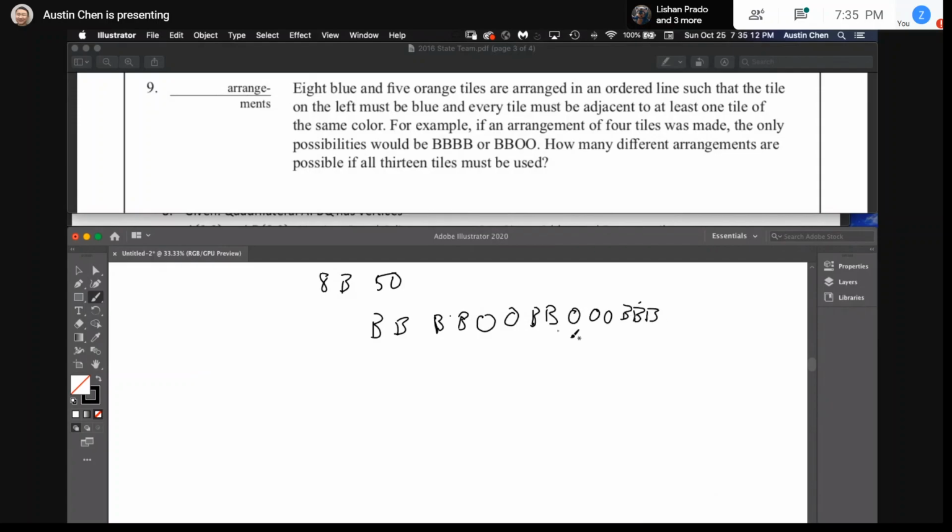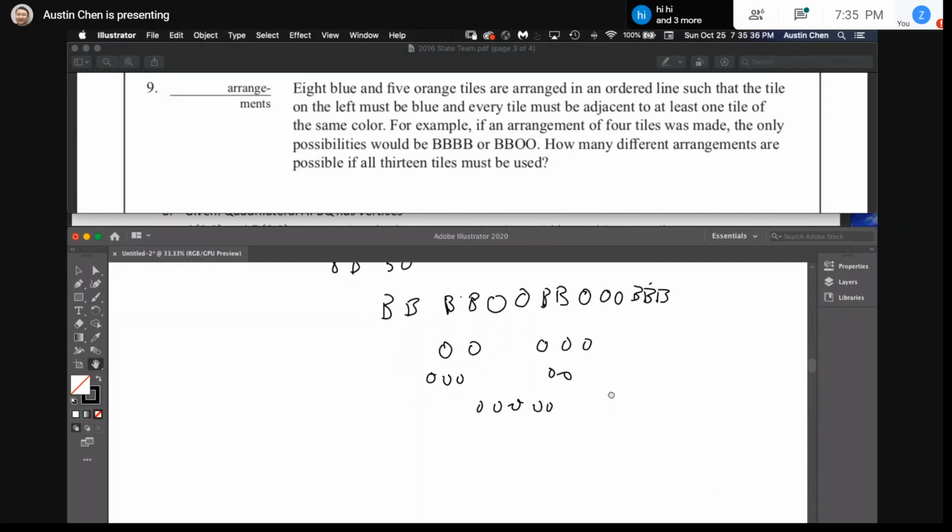All right, so what is this telling us? Well, this is telling us that if we think of replacing oranges in a sequence of blues, our oranges can only come in 2 oranges and 3 oranges, or 3 oranges and 2 oranges, or all 5 oranges together, right? And there's no other way you can do it because oranges can't be by themselves.